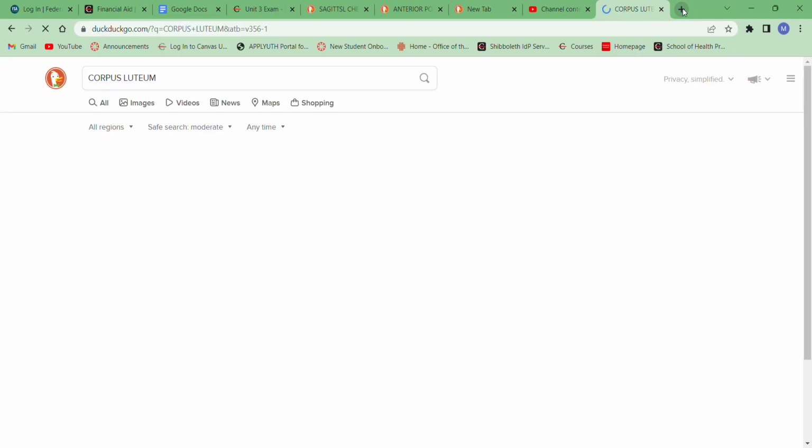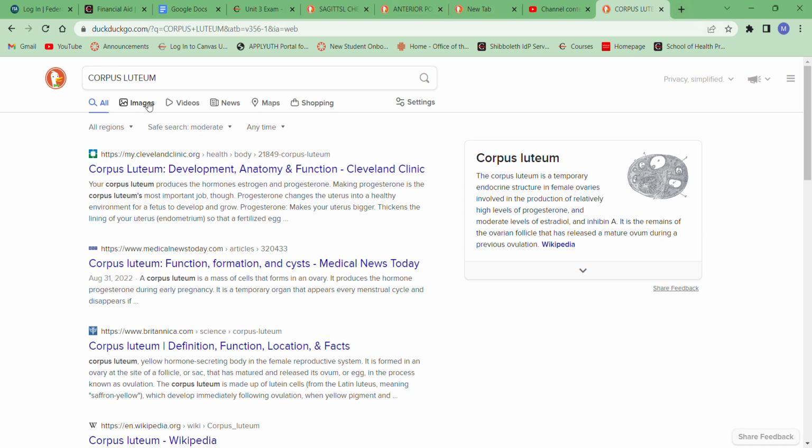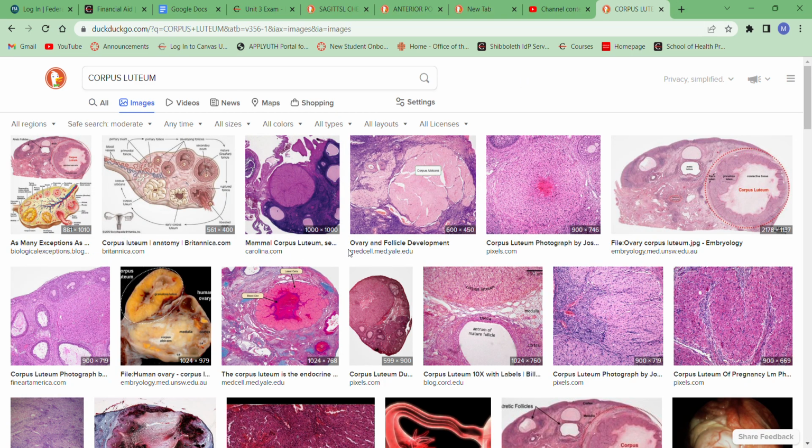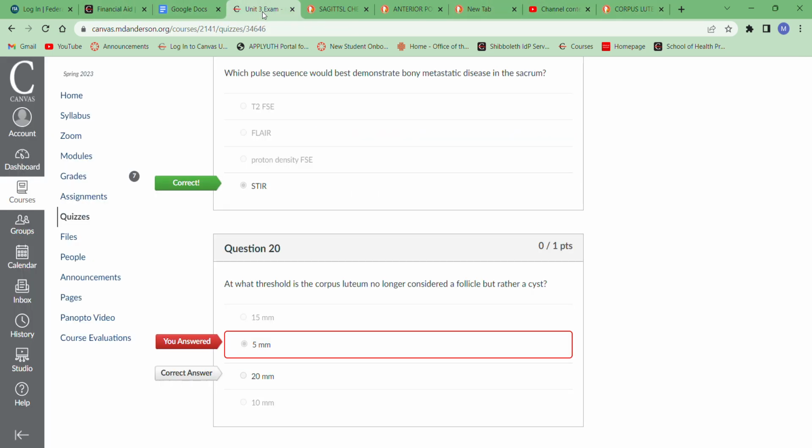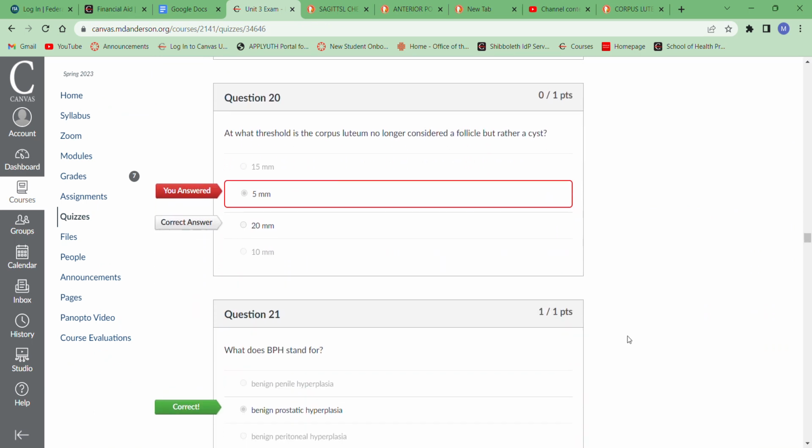And I'm going to look that up later. Looks pretty gross. Yeah, we'll have to save that for later. Where was I? Okay, 20 millimeters.